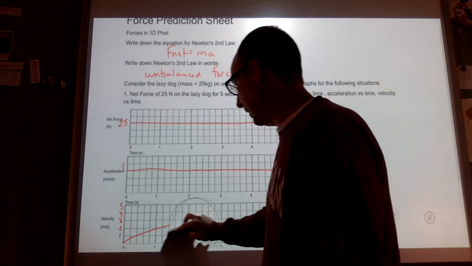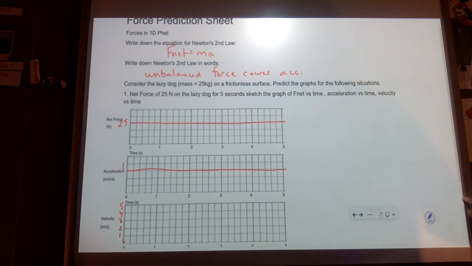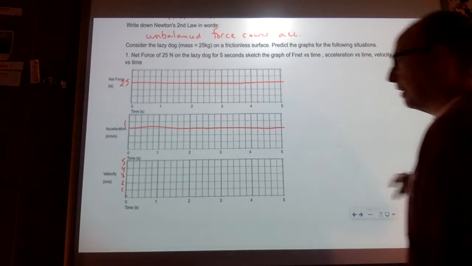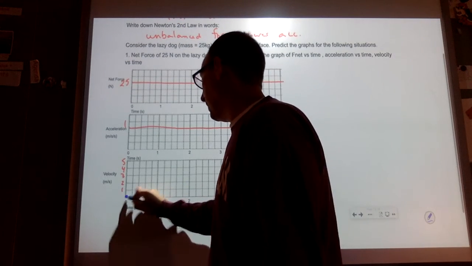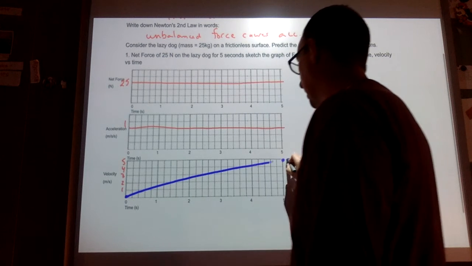Not a very good straight line. I'm going to try that again. I want to connect this point and this point in a straight line. That's better.